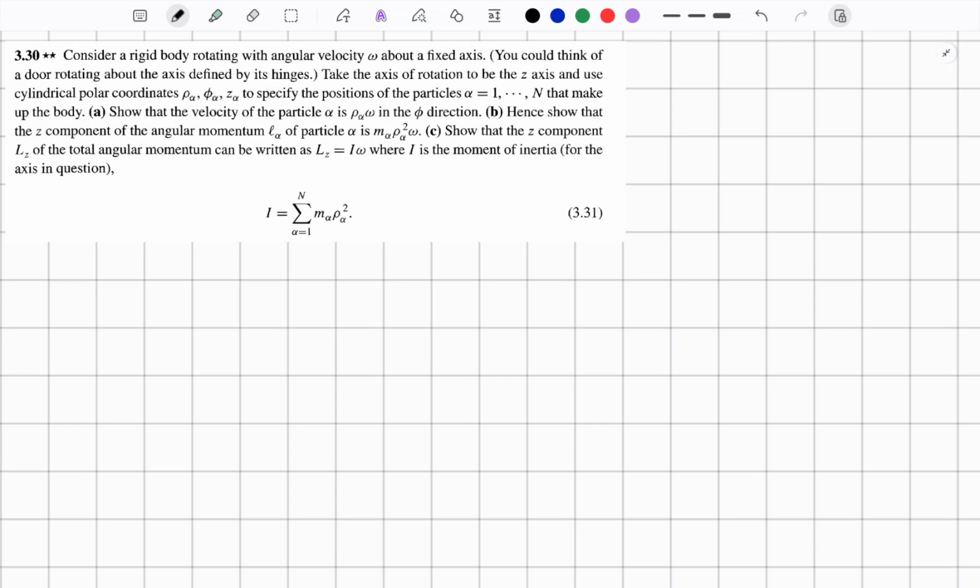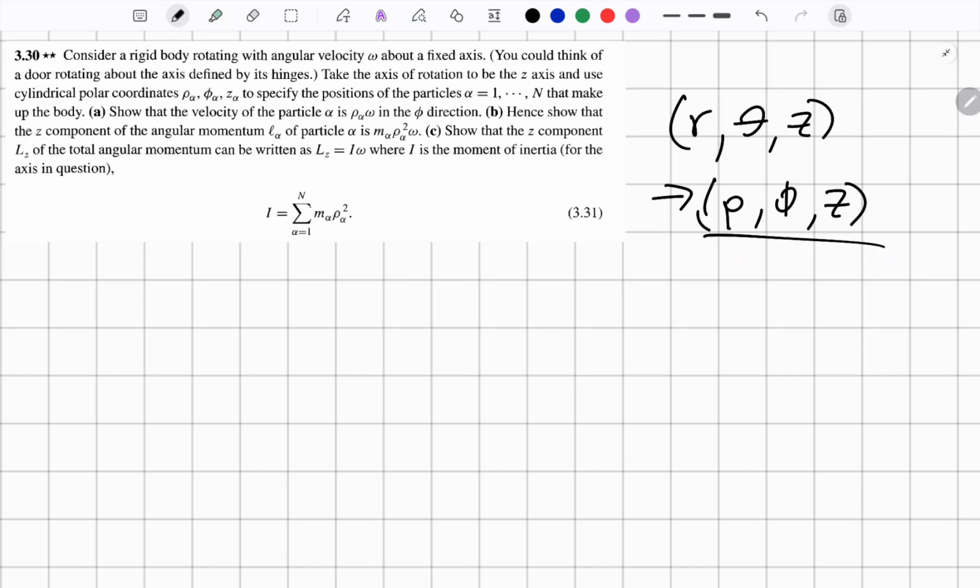And we want to first show that the velocity of a particle alpha is rho alpha omega, and that is in the phi direction. You may be more familiar with cylindrical polar coordinates in r, theta, z. That's going to be the same as rho, phi, z, which is the coordinates that we're going to be using for this example. Alright, so we'll start by showing that velocity.